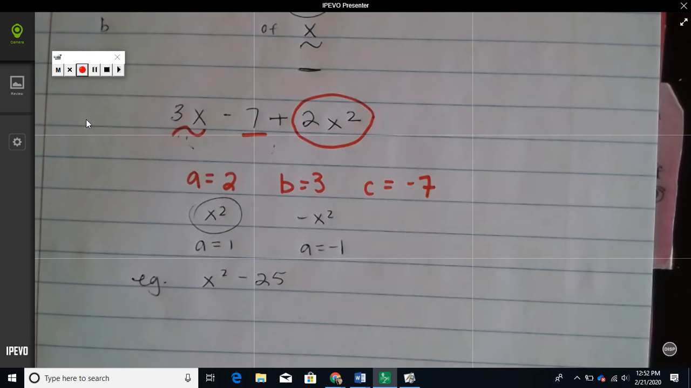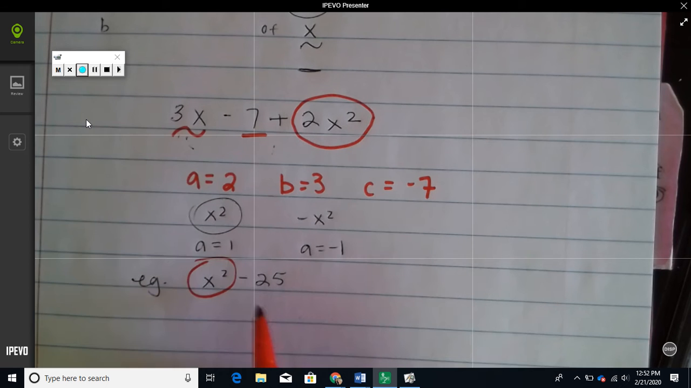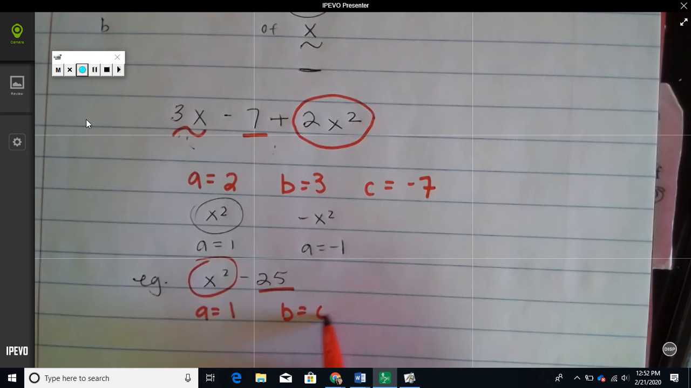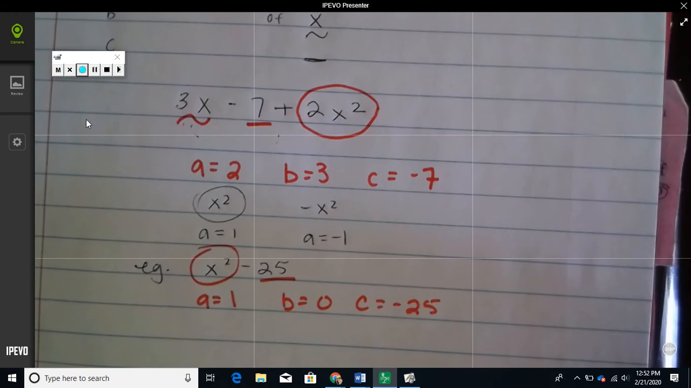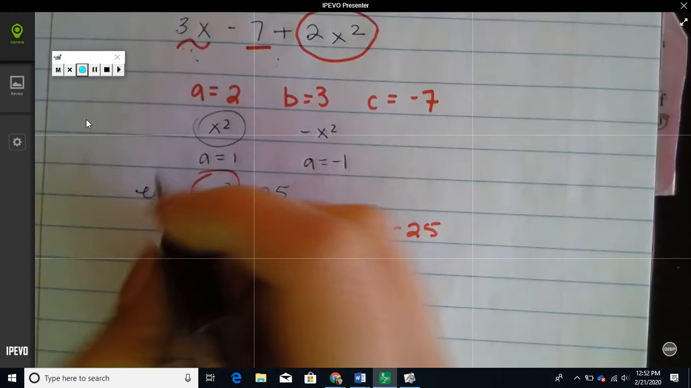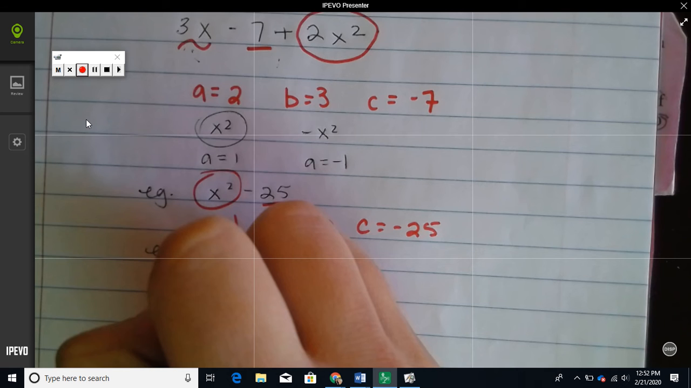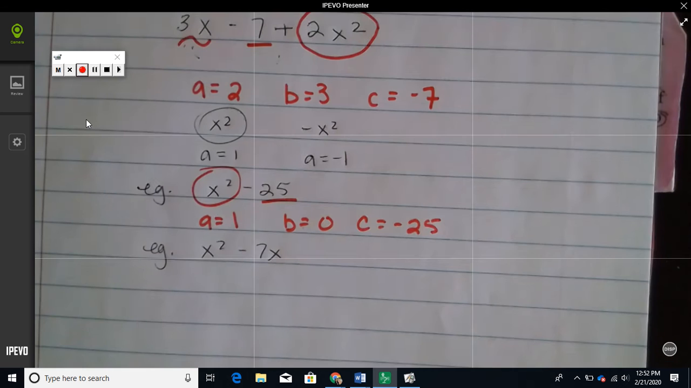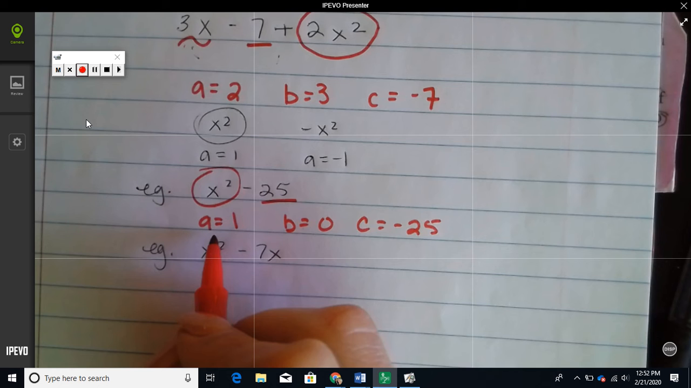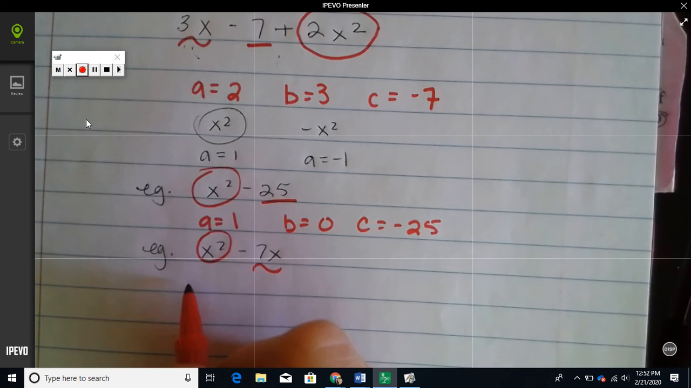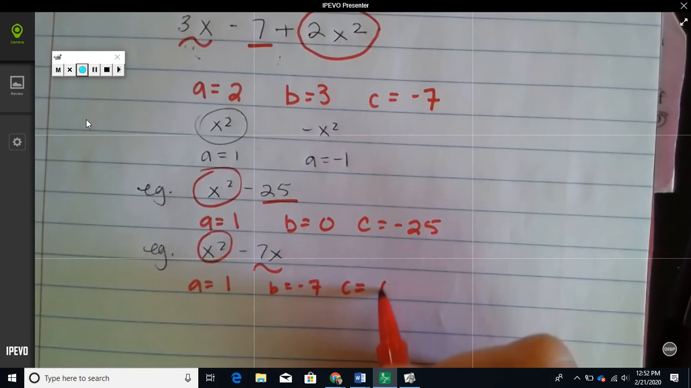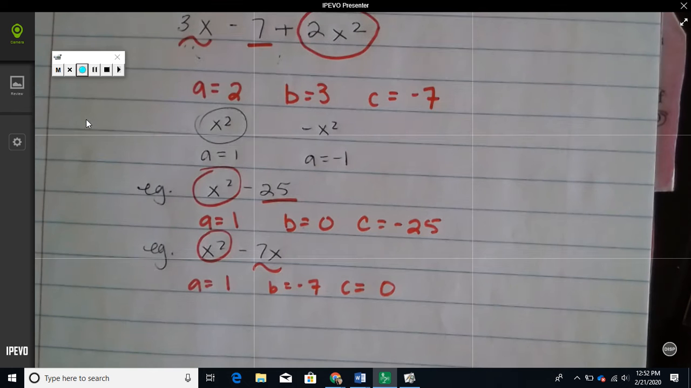So circle, there's no squiggly, this is my underline. A is 1, B, there's no squiggly. My C is -25, because that's a negative. All right, I want you to try another example. Try that one. So circle, squiggly, no underline, so my A is 1. My B is -7. There's no underline, so my C is 0. All right, so that's the first thing I want to talk to you about.